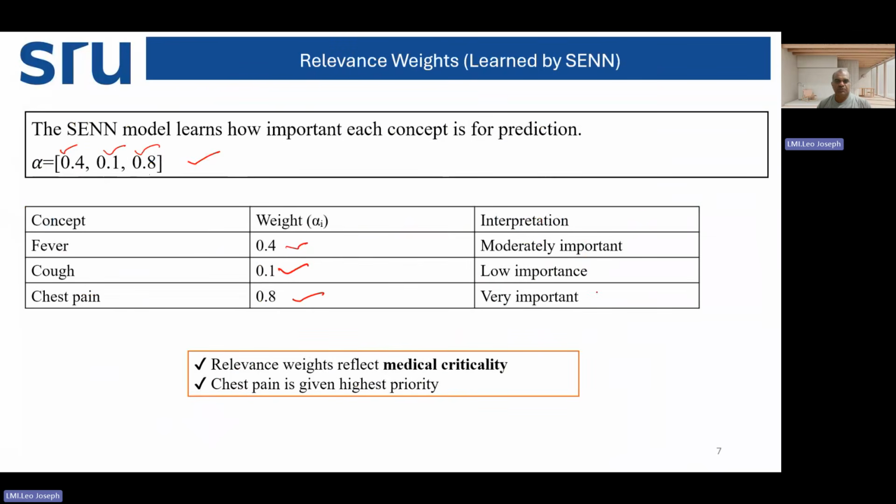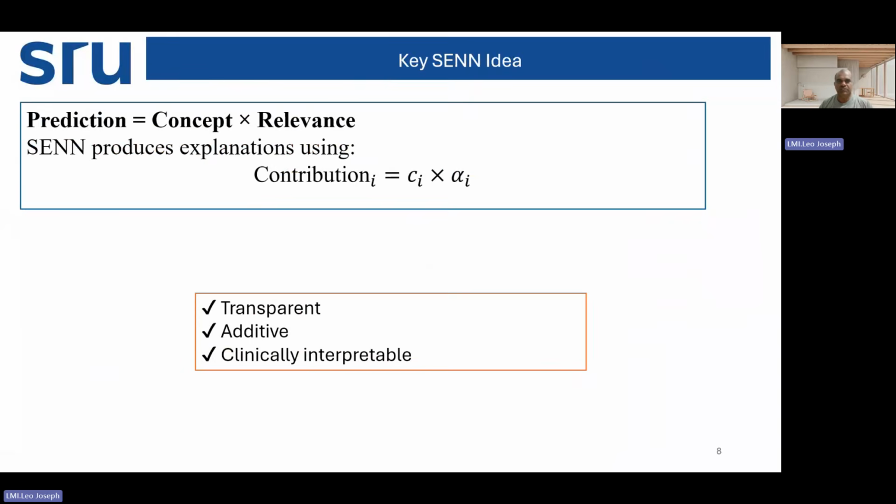So now what we are going to do, we are going to multiply this 0.4 with the gained value. You can see here, SENN produces explanation based on concept and relevance. So this is the concept given by the black box model, and these are the weights gained by the SENN. So on multiplying these two, what happened? That is our main aim.